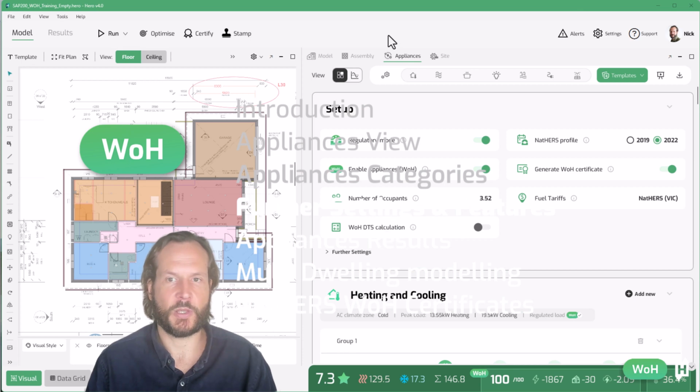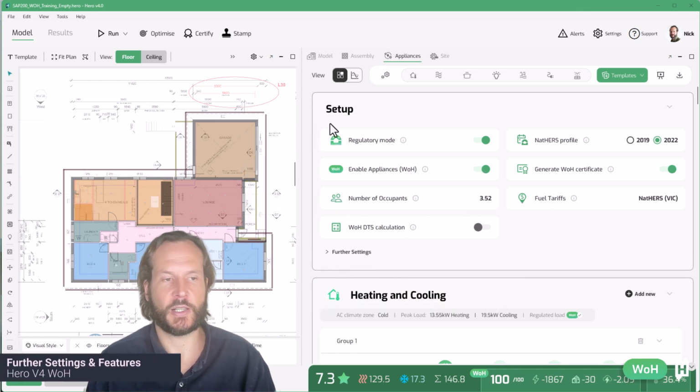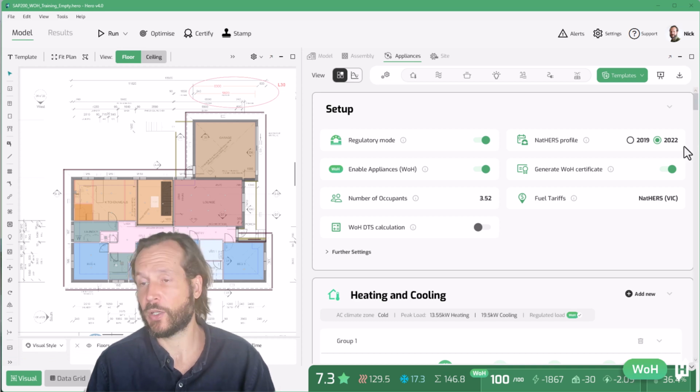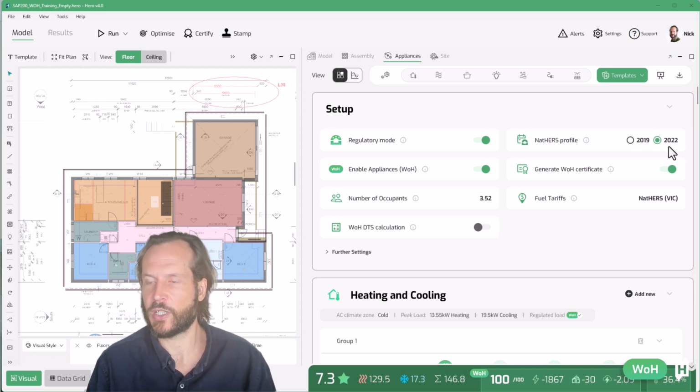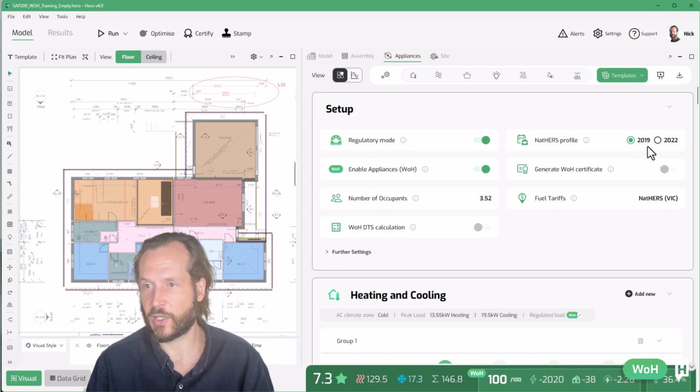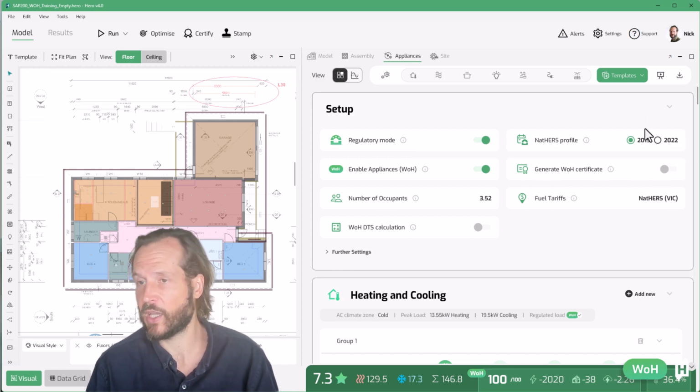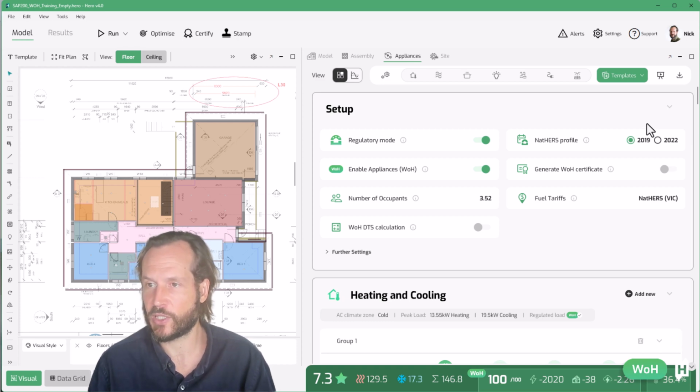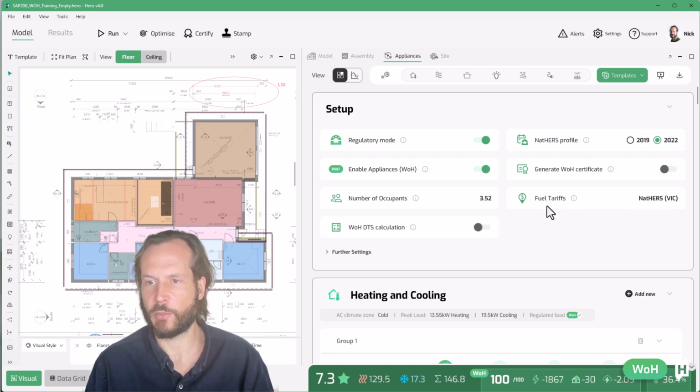Coming back to the top of the appliances view, I'll just take you through quickly some of the settings that are available in the Whole of Home and Appliances section. You can run different NatHERS profiles, so you don't need to be just doing NCC 2022 to use Whole of Home in Hero. When you select 2019, you won't be able to certify a Whole of Home certificate, but you can certainly run it and start using it, and we recommend that for people who aren't on NCC 2022 yet. And the fuel tariff that's currently being used in Hero will allow you to vary that in a future update and enable Whole of Home DTS or elemental provisions here too.